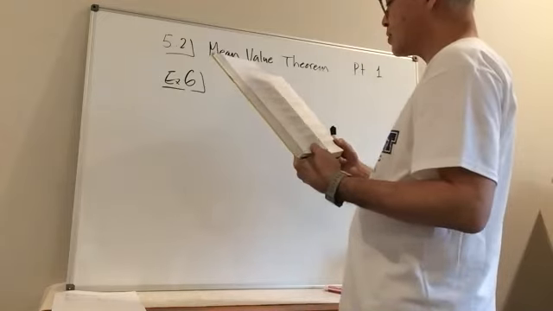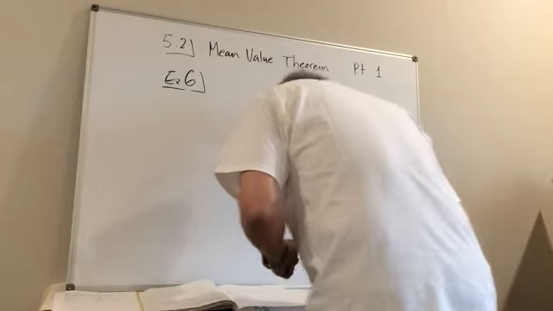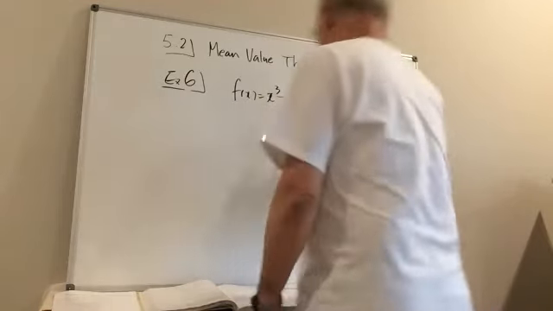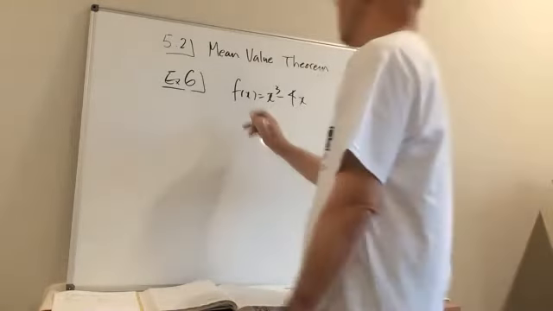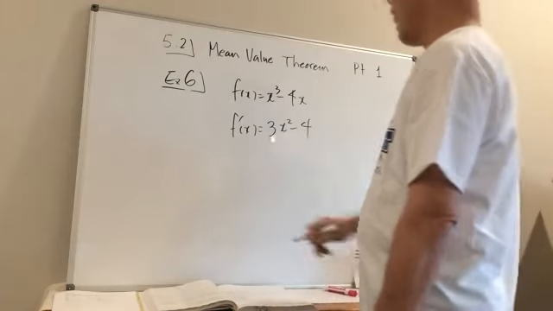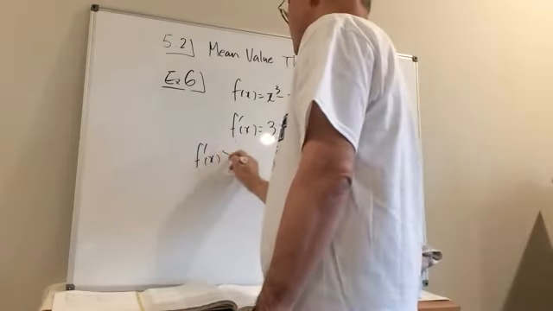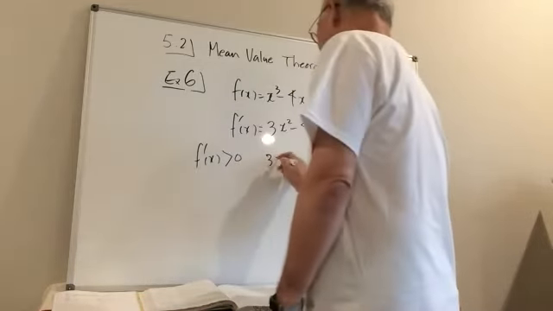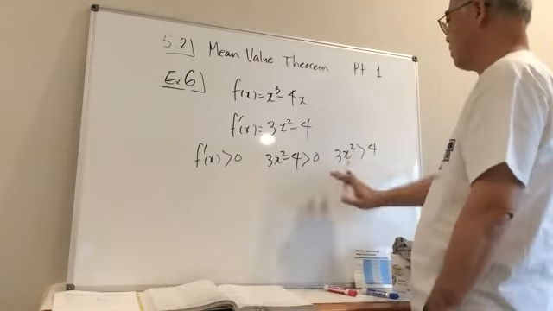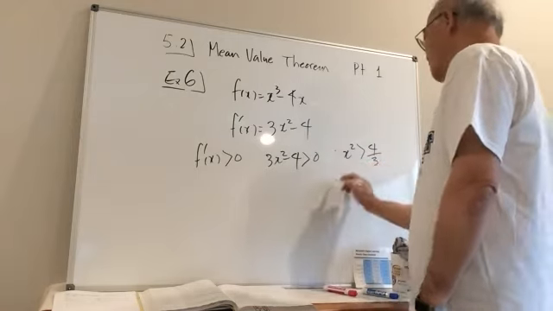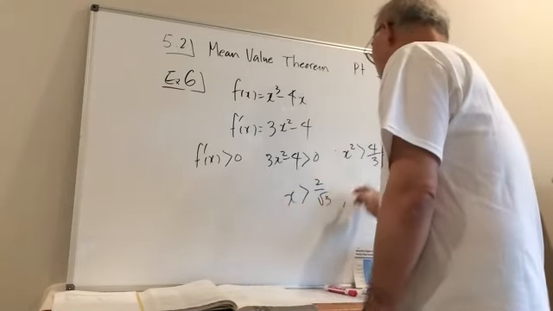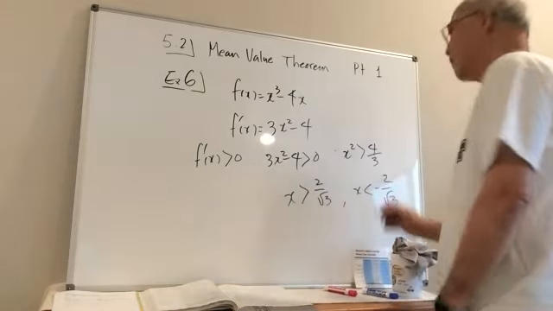Example number 6: for this function, where is it increasing and where is it decreasing? So f of x is equal to x cubed minus 4x. So when is it increasing or decreasing? f prime of x is equal to 3x squared minus 4. And when f prime of x is greater than 0, it's increasing. So it is increasing when 3x squared is greater than 4. I can divide both sides by 3 at this point. So when x squared is greater than 4/3, so when x is greater than 2 over root 3 or x is less than negative 2 over root 3, this is when it's increasing.